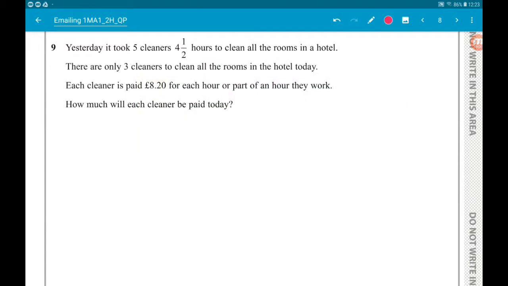Okay, number 9, we have proportion. So yesterday it took 5 cleaners 4.5 hours to clean all the rooms in a hotel. There are only 3 cleaners to clean all the rooms in the hotel today. Each cleaner is paid £8.20 per hour, or part of an hour that they work. How much will each cleaner be paid today?